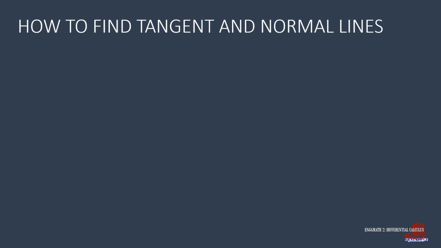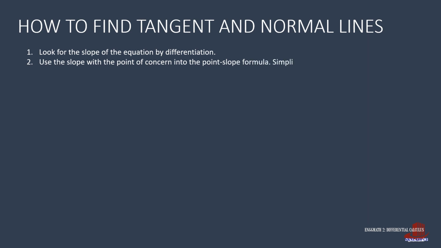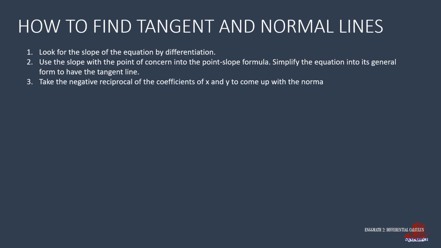Like how we solved the previous problems in looking for the tangent and normal lines of plane curves, we followed a specific algorithm, which can be simplified in 3 short steps. First is to look for the slope of the equation about the point in consideration. Second is to plug the solved slope and the coordinates of the point into the point-slope formula to determine the equation of the tangent line. And last, interchange the coefficients of x and y and take the opposite sign between them to have the equation for the normal line.